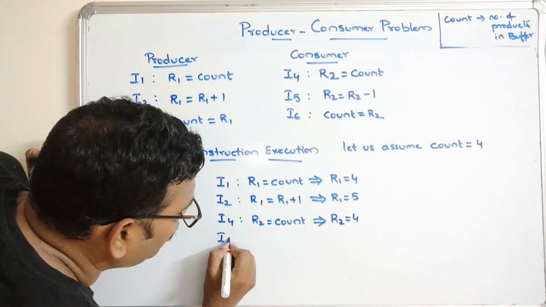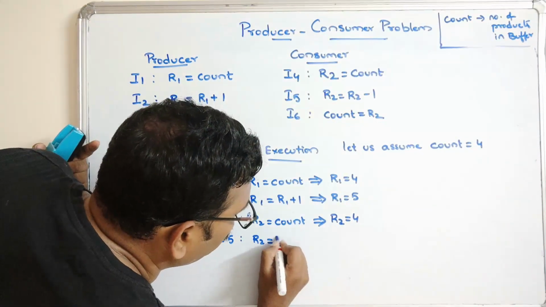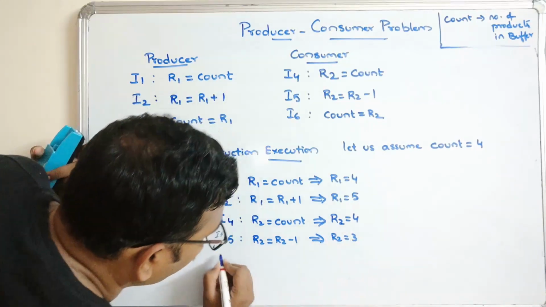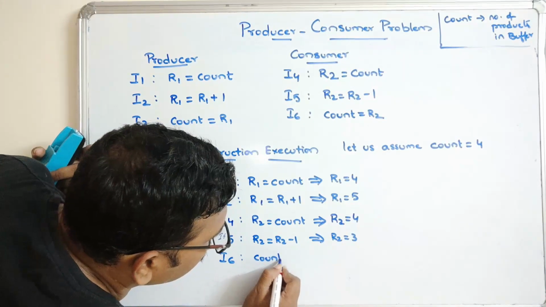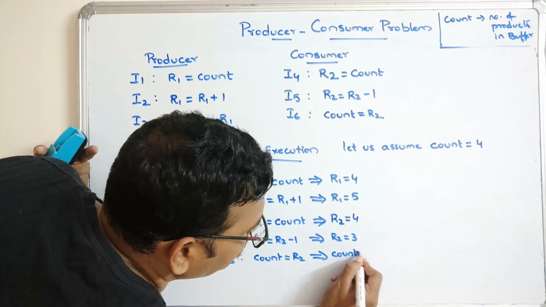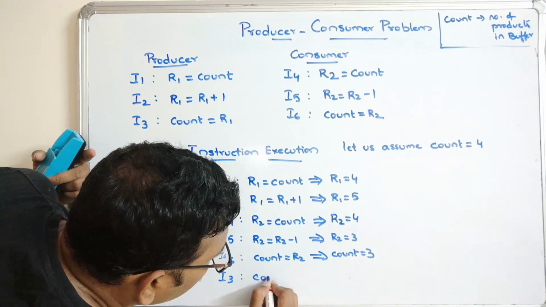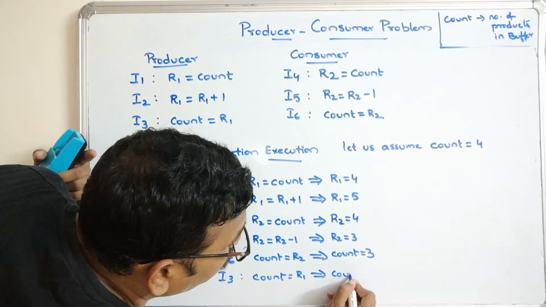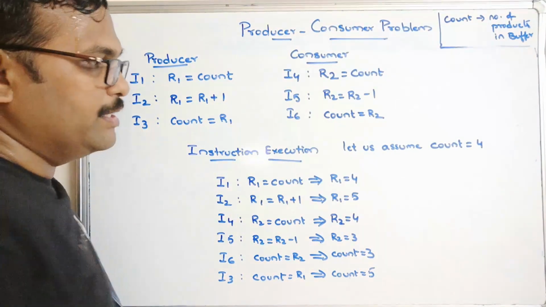And then immediately I5 is executed. So R2 is equal to R2 minus 1, which is nothing but R2 is equal to 3. Next, I6 is executed, which is nothing but count is equal to R2. So now the count value is 3. Then I3 is executed, so count is equal to R1, where the count will be 5.